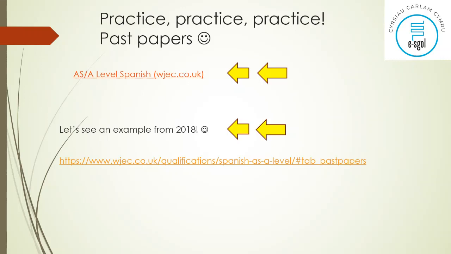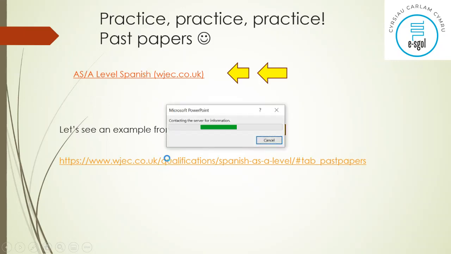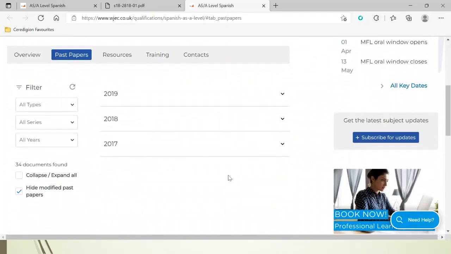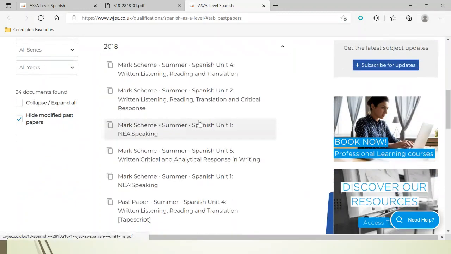So to practice, we're going to look at some past paper examples. You can open these 2 links. There is the WJEC website, and here you can find some past papers. There is an overview of past papers. So we're looking at an example of 2018. This would be your Unit 4.